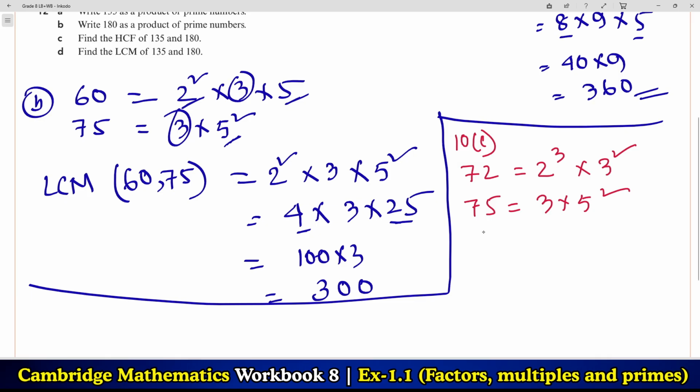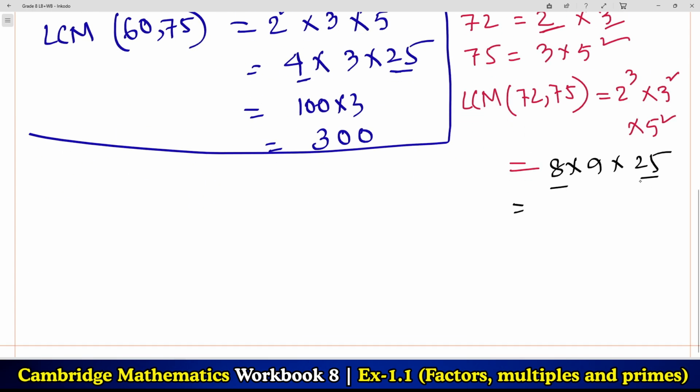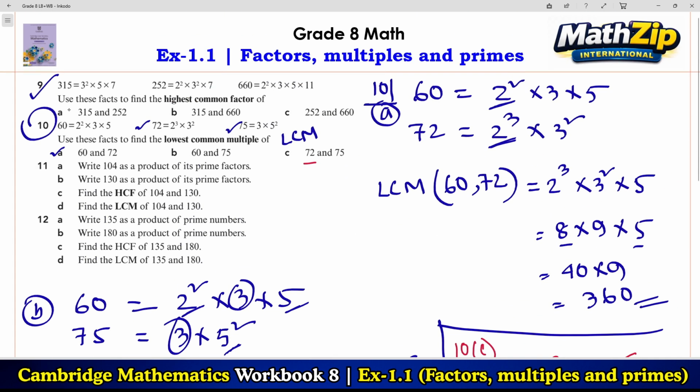Now we will take the LCM of 72 and 75. So here is 2 cube, we should take. Here is the highest power, so 3 square, and here is 25, it means 5 square. So we can write this like 2 cube, it's 8, times 3 square means 9, 5 square means 25, right? So look, 8 times 25 is 200, times 9, it's 1800. This is our result. So number 10 done.